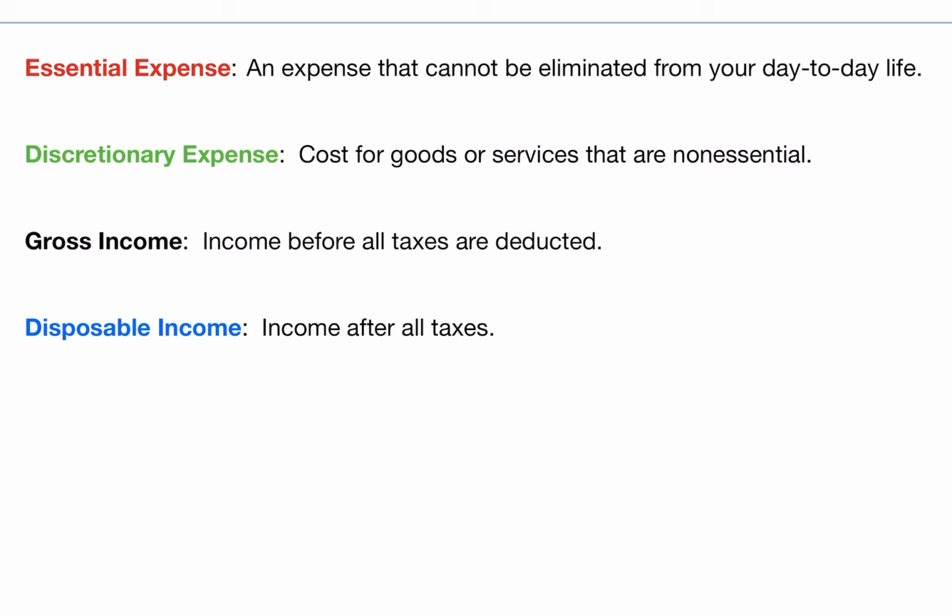You know, for certain people, they'll say, oh, I can't eliminate the need to go out and dine because that's essential for their daily lives. But if you're not making enough money, or if you're in debt and you're upside down, this is one of those things that you can cut out. So we would say that an essential expense is something that cannot be eliminated. And then discretionary expenses are costs for goods or services that are non-essential, okay?